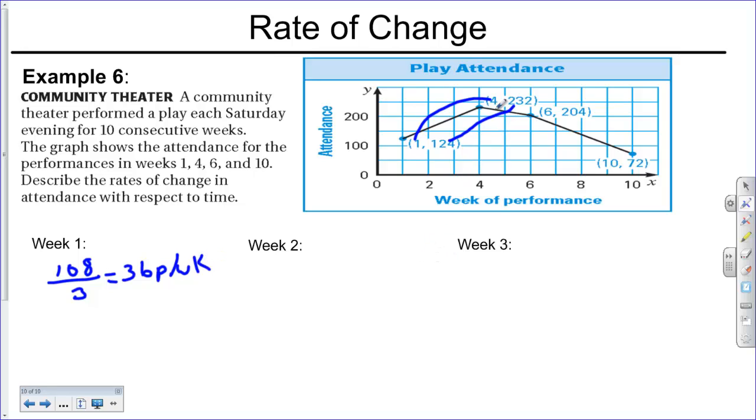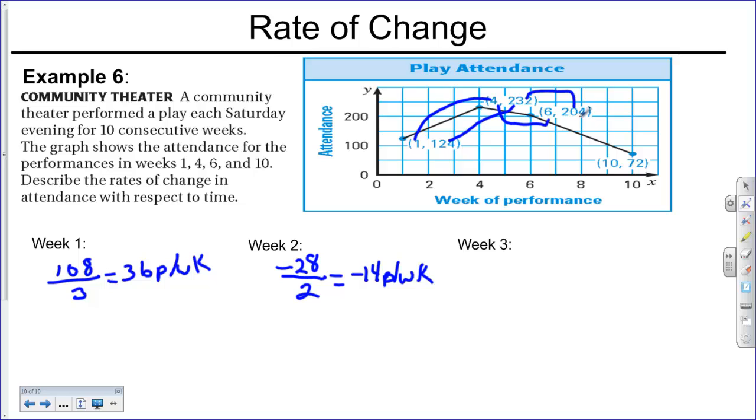During the second week, the change went from the 232 down to 204. So 204 minus the 232, and that gives us a negative 28 change. That means it went down. And that was from week 4 to week 6. So that's 2. So we're going to put a 2 on the bottom. And that will end up giving us negative 14 people per week. So attendance went down 14 people per week during that duration.